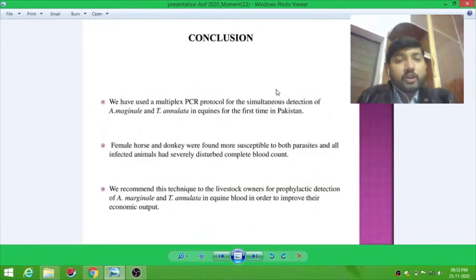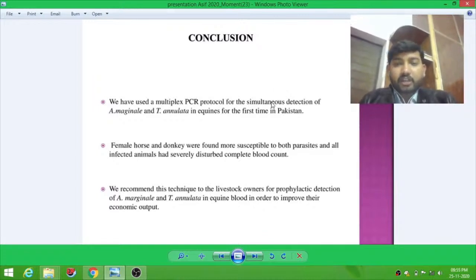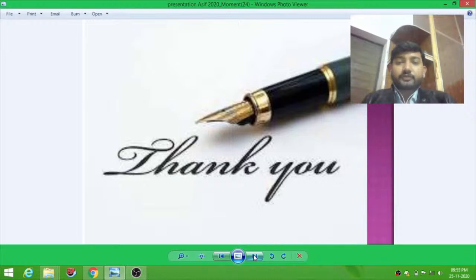Conclusions: we have used multiplex PCR for the simultaneous detection of Anaplasma marginale and Theileria annulata in equine samples for the first time in Pakistan. Female horses and donkeys were found more susceptible to both parasites, and the infected animals had severely disturbed blood counts. We recommend this technique to livestock owners for the prophylactic detection of Anaplasma marginale and Theileria annulata in different animals, not only in equines, but also in cattle and other herds. Thank you so much.